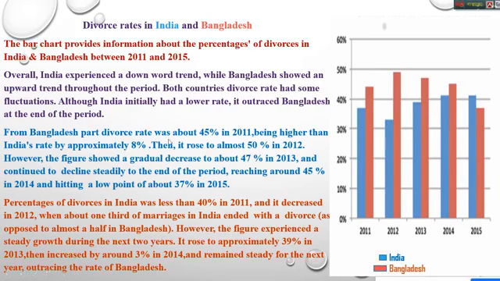And then lastly, feature 2, you see what happens here. The percentage of divorces in India was less than 40% in 2011 and it decreased in 2012, when about one third of marriages in India ended with a divorce, as opposed to almost a half in Bangladesh. However, the figure experienced steady growth during the next 2 years. It rose to approximately 39% in 2013, then increased by around 3% in 2014, and remained steady for the next year, overtaking the rate of Bangladesh.